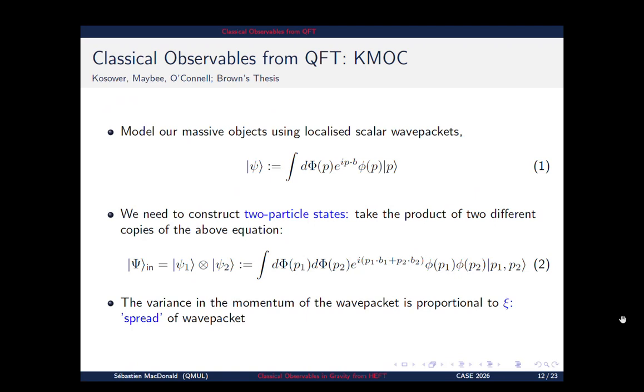We sum over these momenta, which are centered around the classical value. And at some point, we're going to need to construct 2 particle states. And we're going to do that just by taking the product of this first equation. This is what's used in the literature, as I just described.